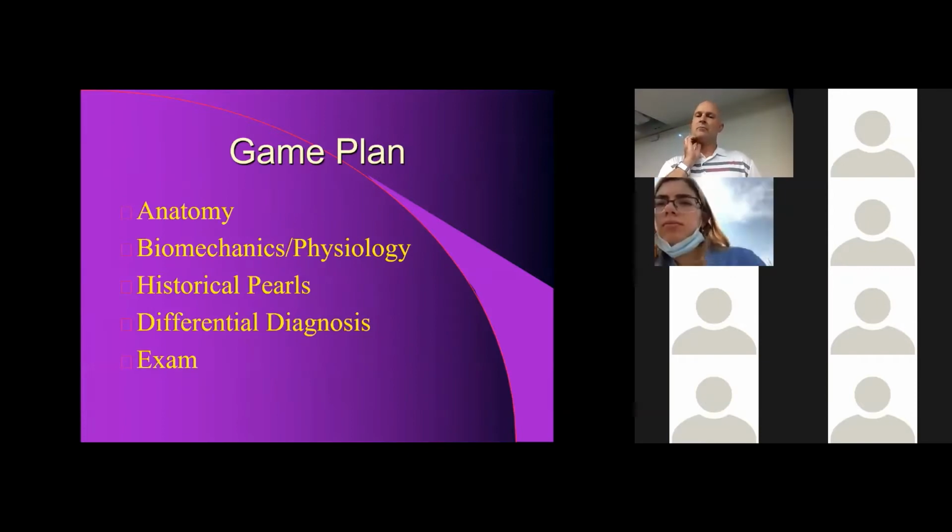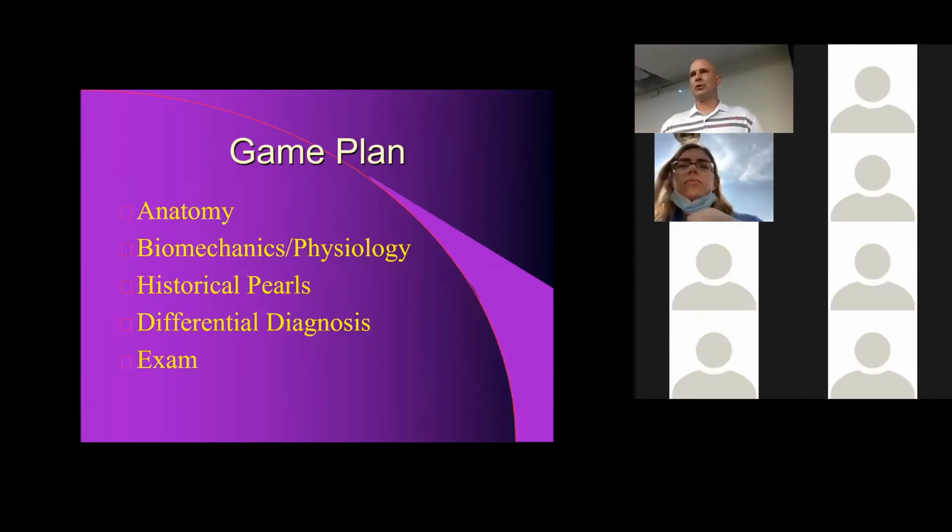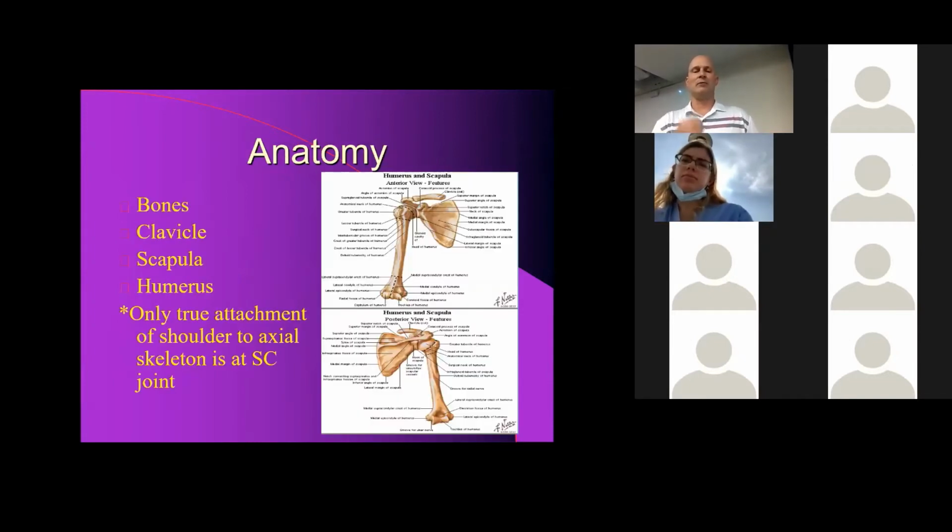We'll cover the anatomy, go over the biomechanics and physiology, mainly of a throwing athlete, what issues they have and why, and then go through some key things historically that you should be asking, and some things that an athlete or a patient might mention that would tip you off as to what might be going on. As you know, the mystery is always in the history, right? Physical exam tends to just confirm what you're thinking might be going on. We'll go through some things in the differential diagnosis and then cover the physical exam.